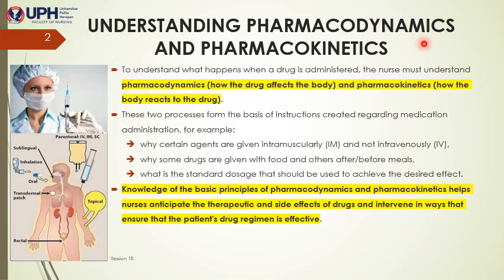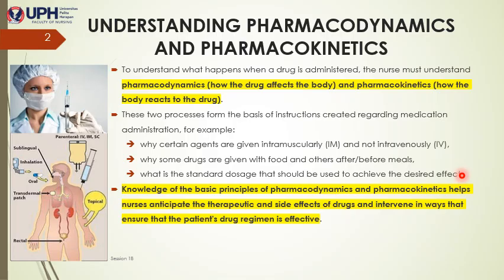So, to understand what happens when a drug is administered, we as nurses must understand what pharmacodynamics and pharmacokinetics are. Pharmacodynamics is how the drug affects the body, and pharmacokinetics is how the body reacts to the drug. These two processes form the basis of instructions created regarding medication administration. For example, why certain agents are given intramuscularly and not intravenously, and why some drugs are given with food and others after or before meals. And also, what is the standard dosage that should be used to achieve the desired effect from the drugs.